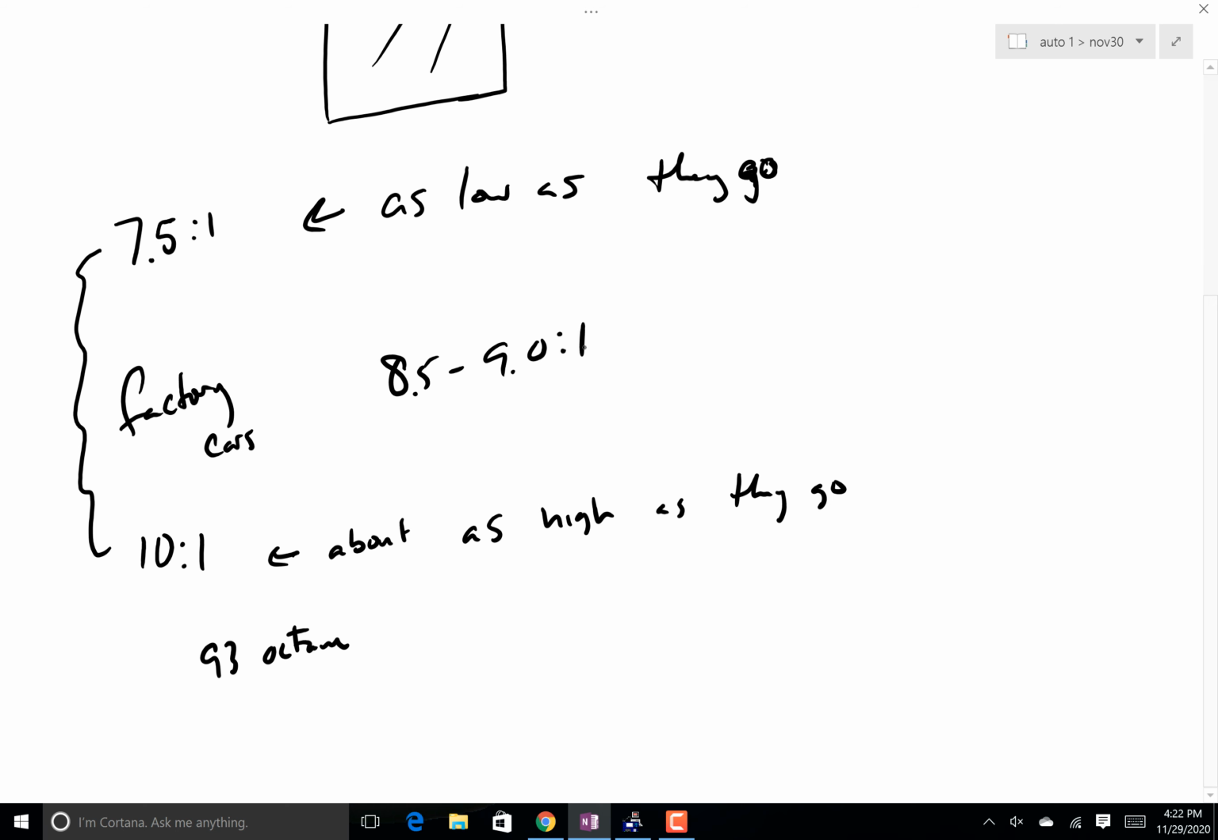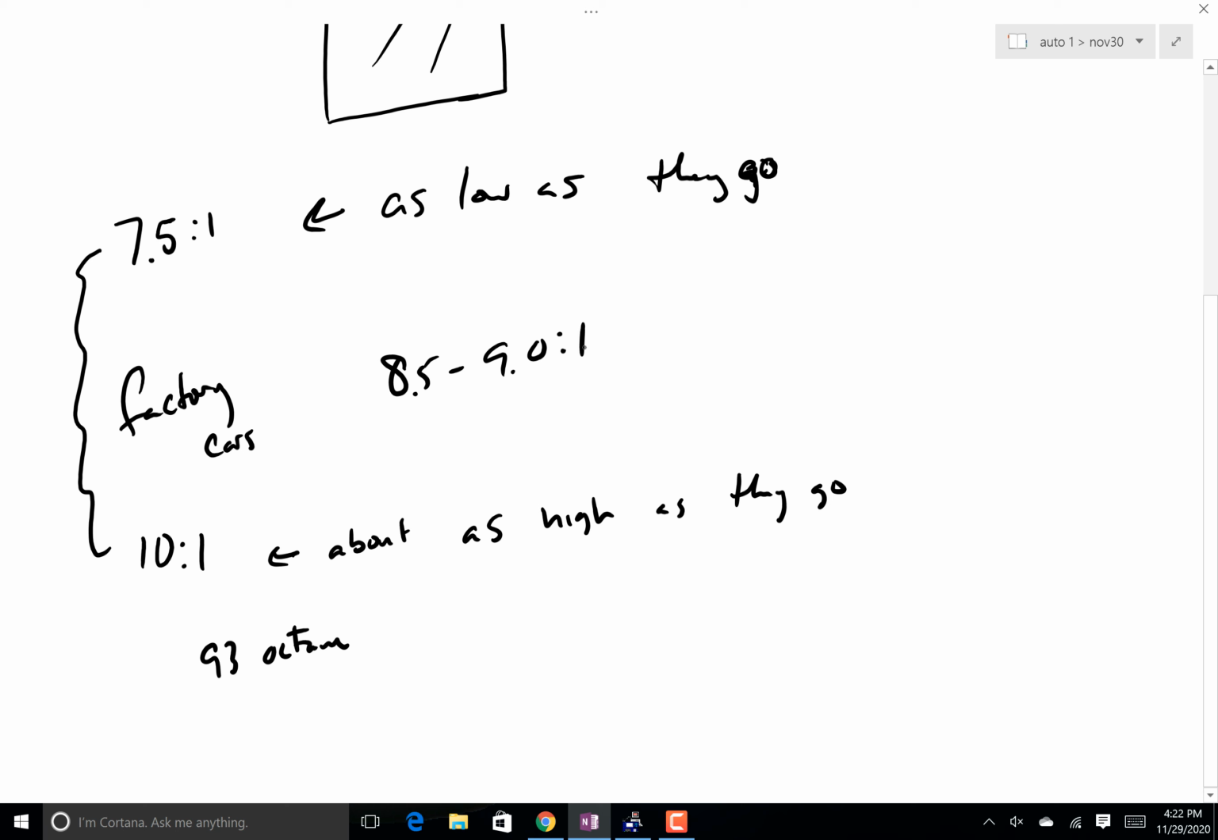Well, I only buy fancy sports cars like Camaros and like the Mustang, the 350 GT Mustang that came out a couple years ago and stuff. I only buy stuff like that. Okay, well then you're going to be closer to 10 to 1. Yeah, I mean, that's just it.